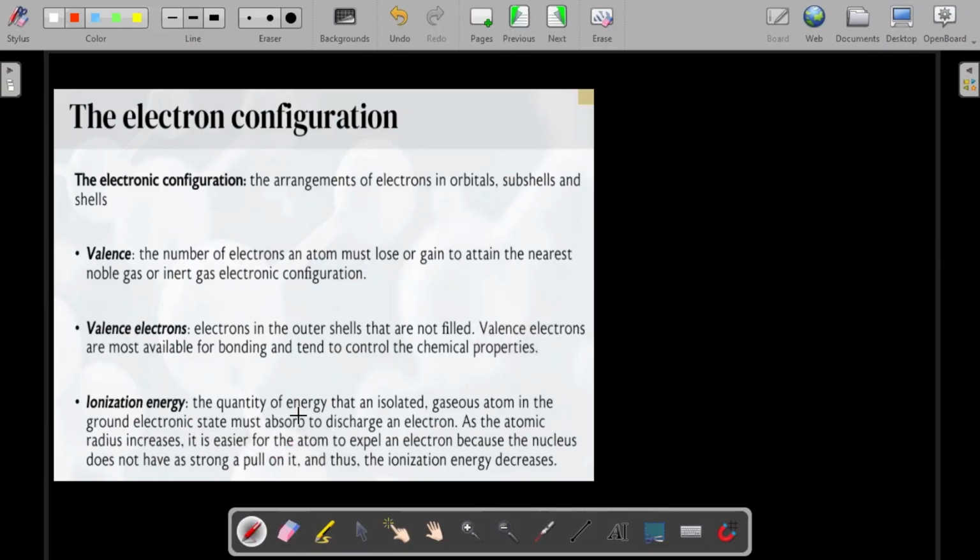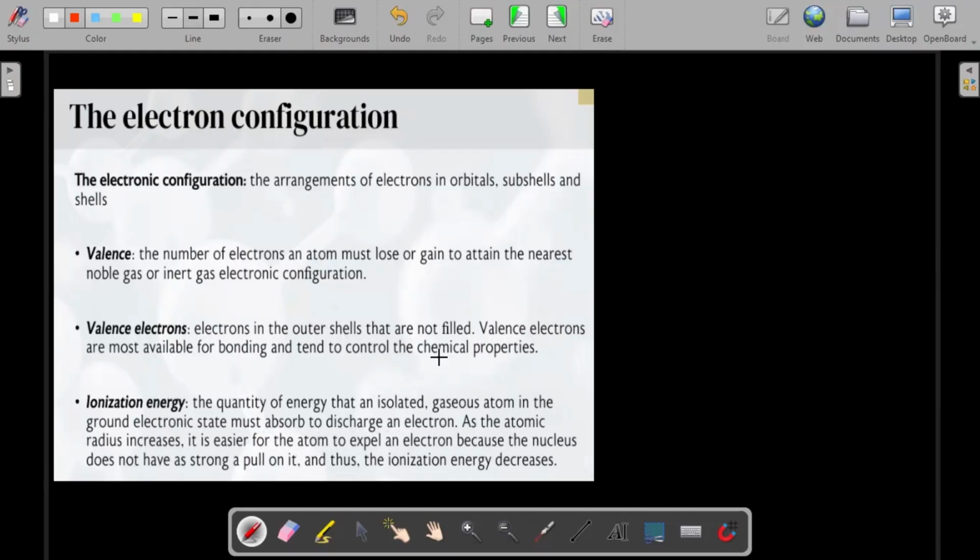So that's what we have. We also have what we call ionization energy. This is the quantity of energy that an isolated gaseous atom in the ground electron state must obtain to discharge an electron. So when we talk about ionization energy, we are simply talking about the amount of energy you need to move an electron from a subshell. That's what ionization energy is.